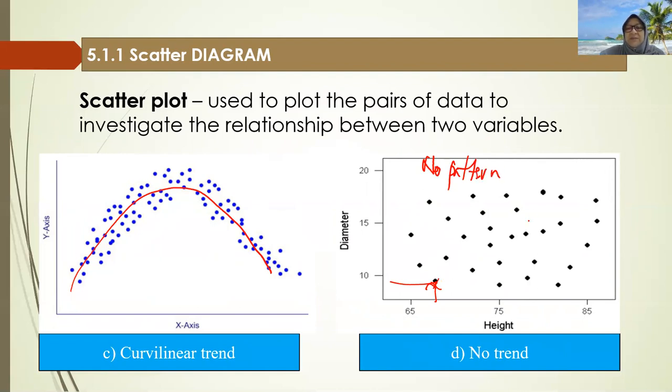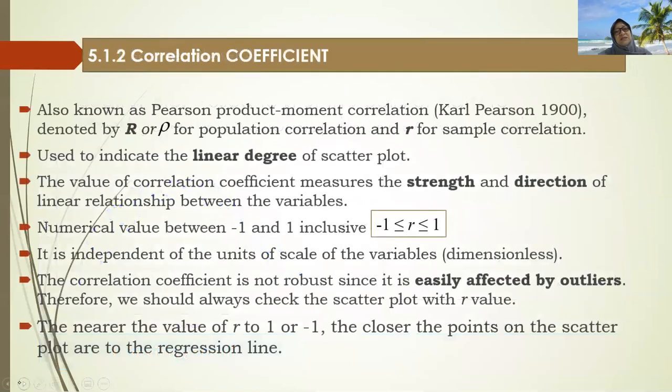So that means no pattern, that means no relationship between the independent and dependent variables. There is no significant relationship between x and y. So that is the use of a scatter plot. We can simply draw a scatter plot using Excel.